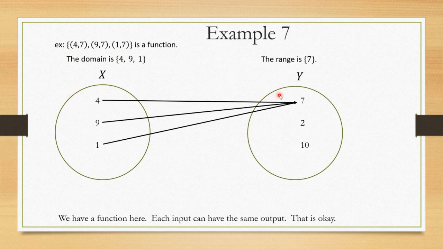But you can see that 4 is assigned to 7, 9 is assigned to 7, 1 is assigned to 7, right? But this is still okay. That's a function. Because again, each input only has one output. And that's what we want to happen. Each of these inputs have only one output. That's okay though. Okay. Are there any questions on this?